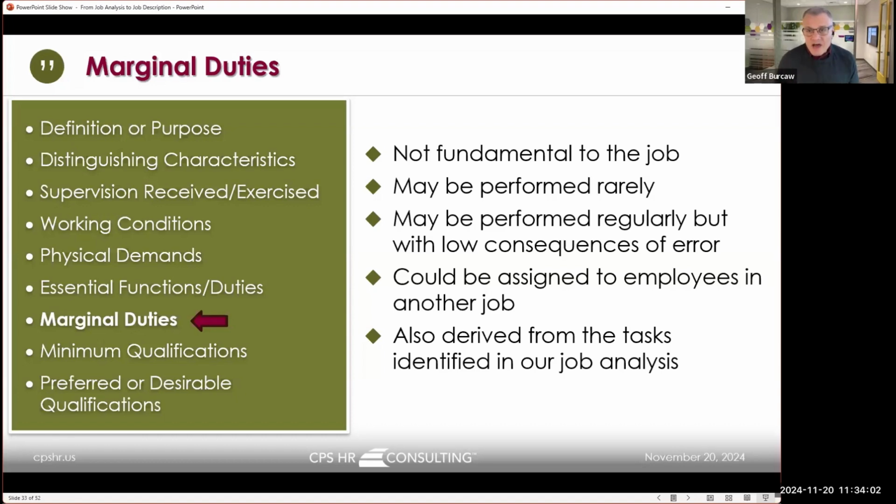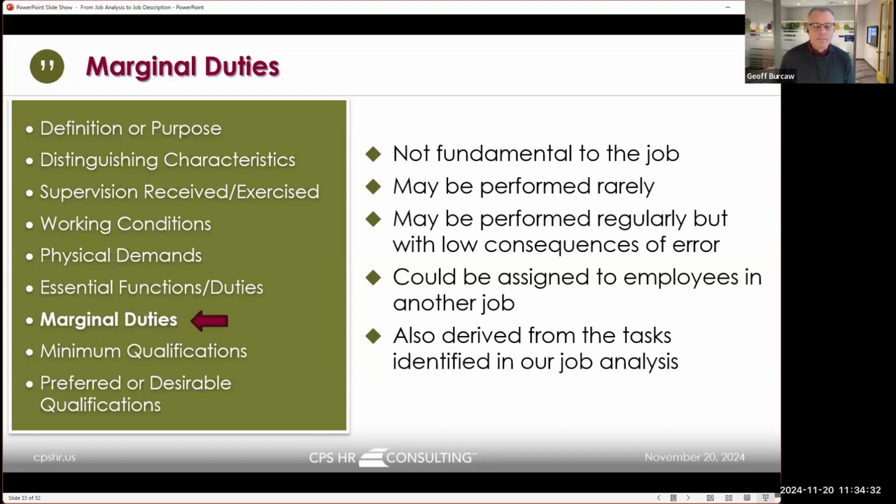So these are not fundamental to the job. The job wasn't created to get that work done necessarily. It's just things that are done kind of peripherally in the performance of other things. They might be things that are performed very rarely. They could still be important, but performed very rarely. They may be performed regularly, like every single day, but not all that important.